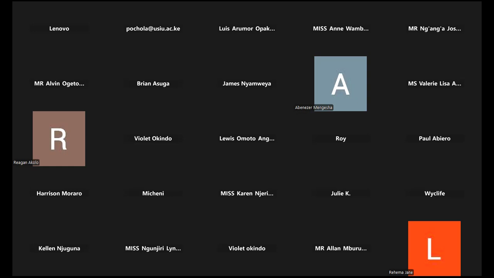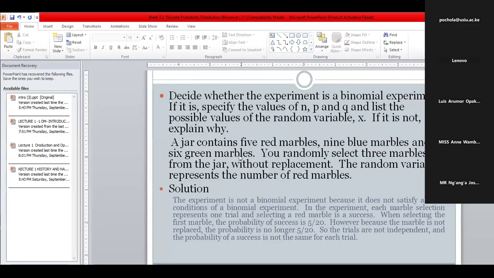So I'm on the second experiment. The other one we have confirmed is binomial. Now this is a jar. The balls are in the jar. So I want you to take a pen and paper. There are 5 red balls, 9 blue balls, and 6 green balls in one jar, mixed together. So let R represent red balls, B represent blue balls, and G represent green balls.